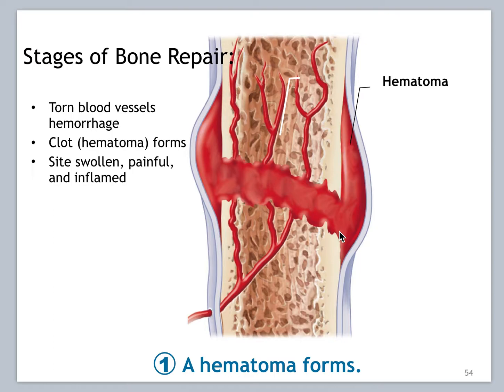The stages of bone repair. It starts with a hematoma forming. So the bone is fractured. First of all, there's blood. The bone is very vascular, so there's blood that's going to leak around here. It's going to form a hematoma.